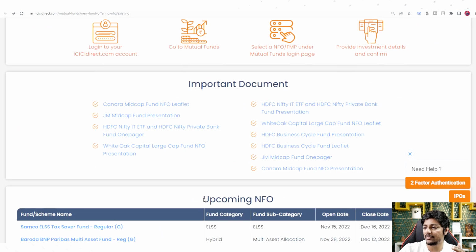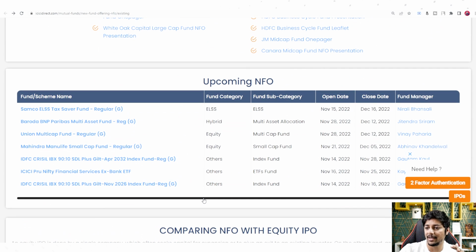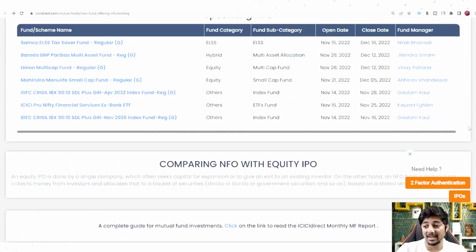Then if I go down and show you all the upcoming NFOs here, you will see that there are different NFOs. There's multi-cap, small cap, index fund, there's a new index fund coming, ETF, again another index fund, multi-asset hybrid allocation, and ELSSs, right? So these are the different types of NFOs that are currently there in the market right now.